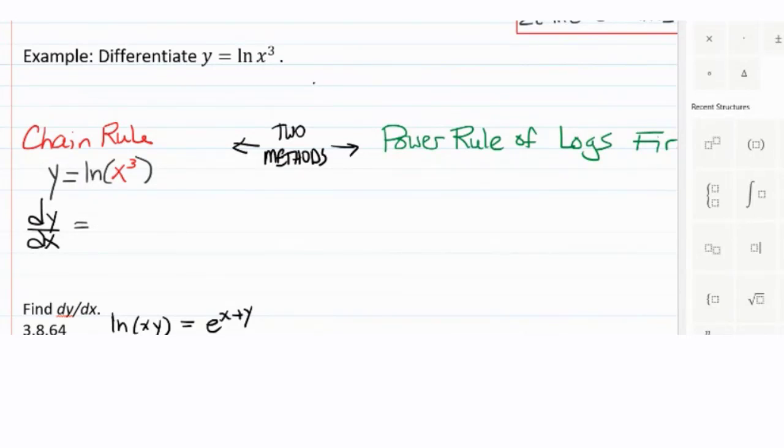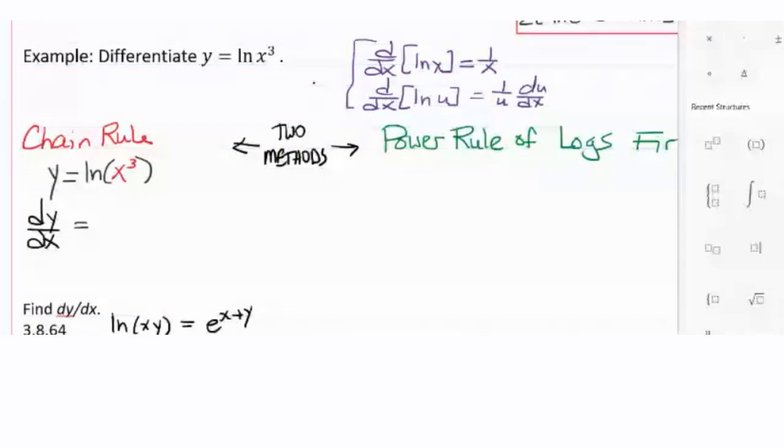So repeat that process, but do it with x cubed instead of u's. So still using the rule, derivative with respect to x of the natural log of x is equal to 1 over x, or written in u notation, which incorporates the chain rule, derivative of the natural log of u is 1 over u du dx. This is what we're using. Good, that's the first step, 1 over x cubed. That's right, so we're going to have 1 over x cubed.